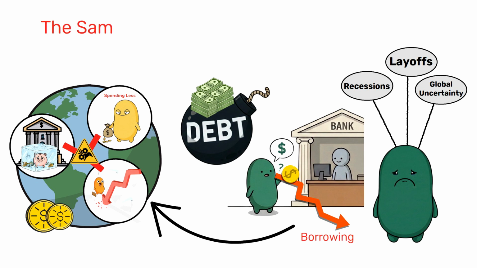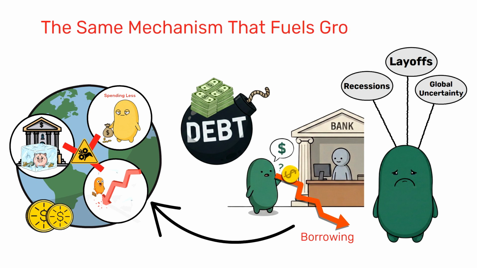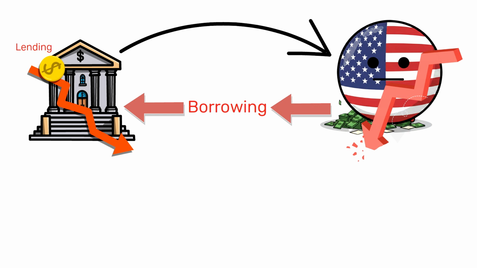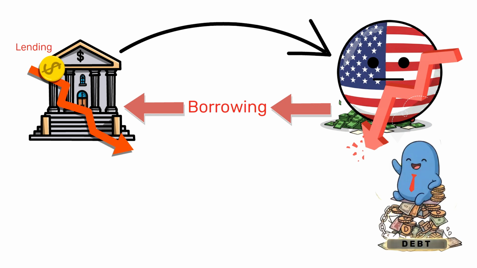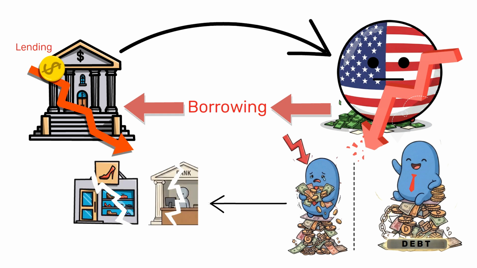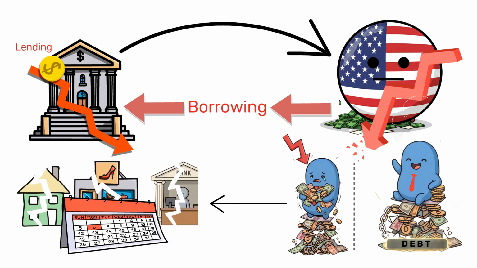And just like that, the same mechanism that fuels growth becomes a bottleneck. When money creation depends on borrowing, any drop in lending becomes a drag on the entire system. Debt makes the system powerful, but it also makes it sensitive. One bad shock can ripple through banks, businesses, and households in a matter of weeks.